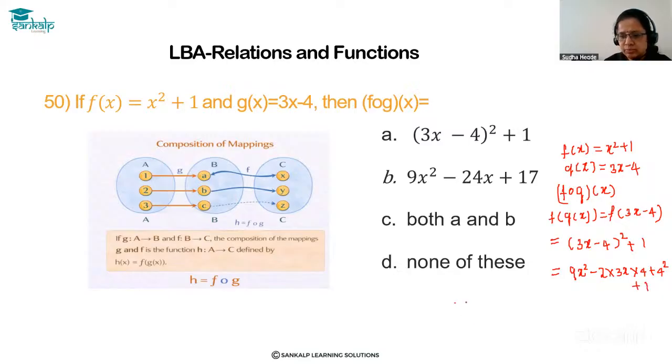I'll write here 9x square, 2 into 3 into 4, 6 4 24. So it is minus 24x. 16 plus 1, that is 17. So f composition g of x is equal to 9x square minus 24x plus 17.